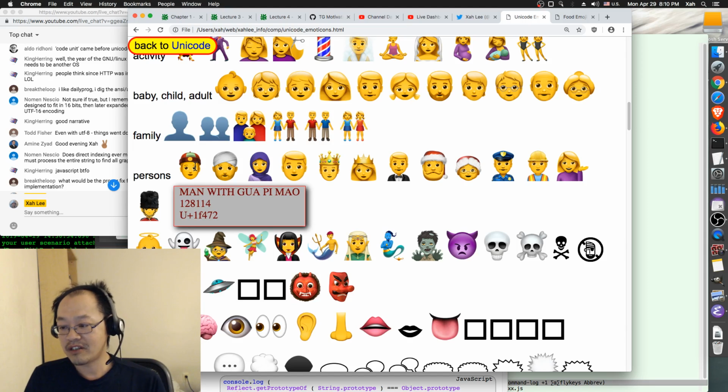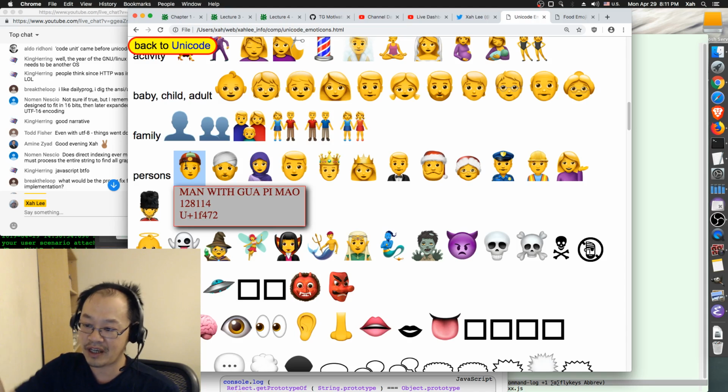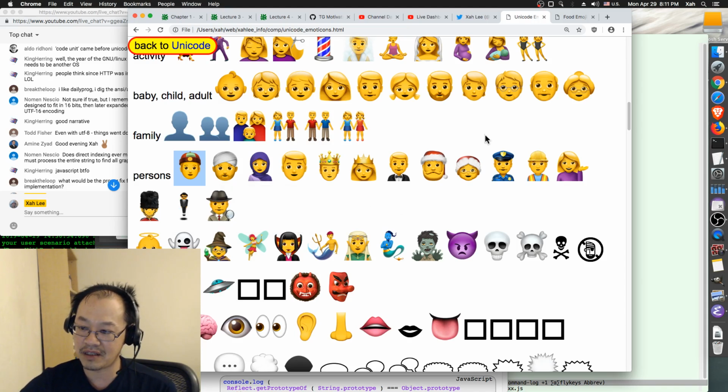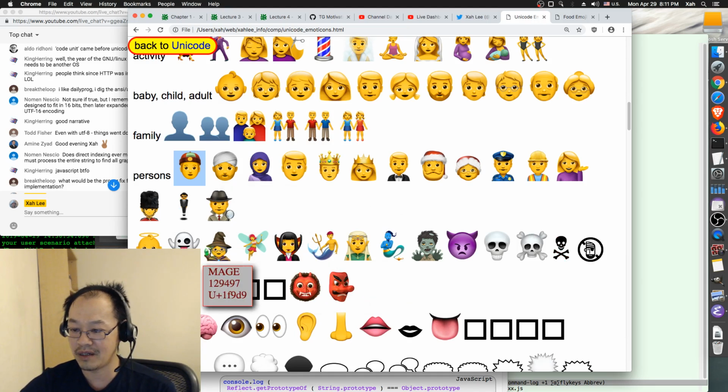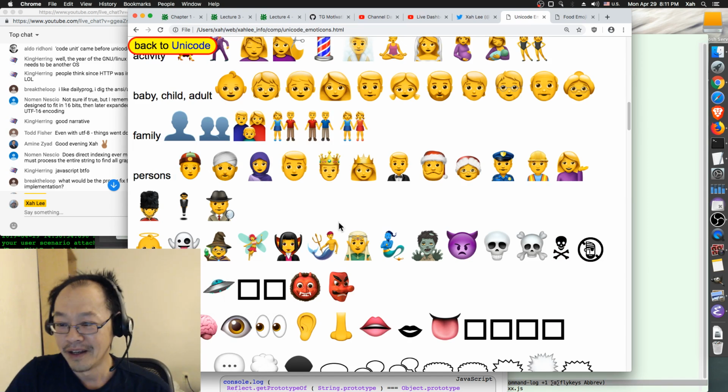So anyway, that's the origin. This character, man with gua pi mao, is also one of the first emoji. It came from Japan. All these others you see here are new, these fairies and wizards and so on.